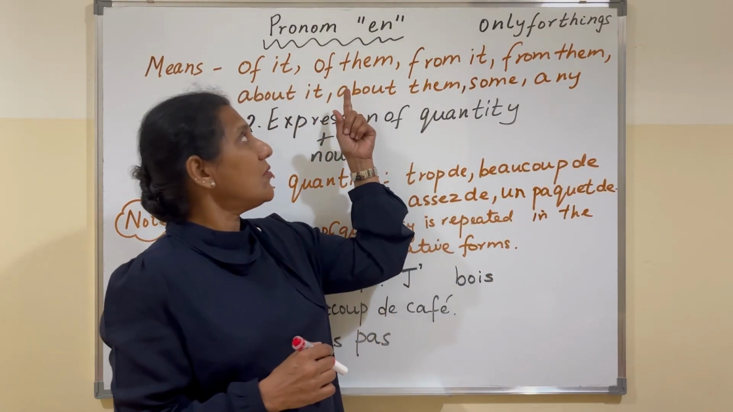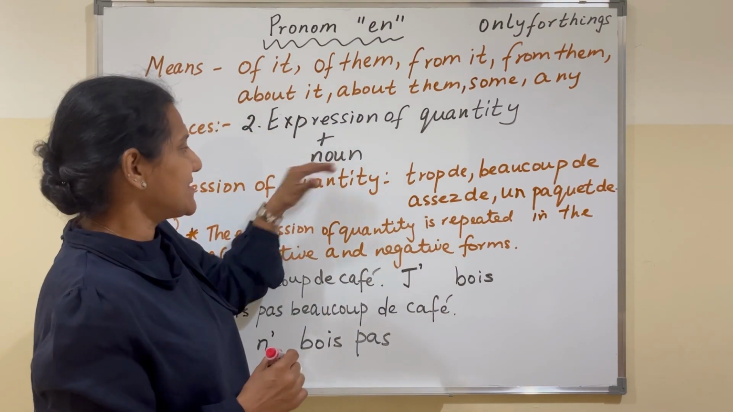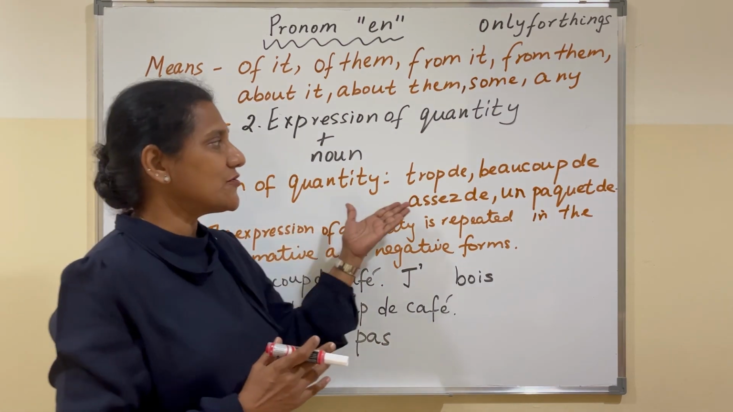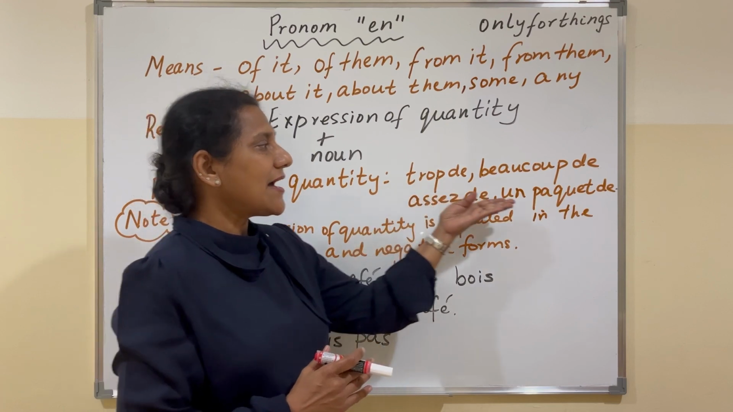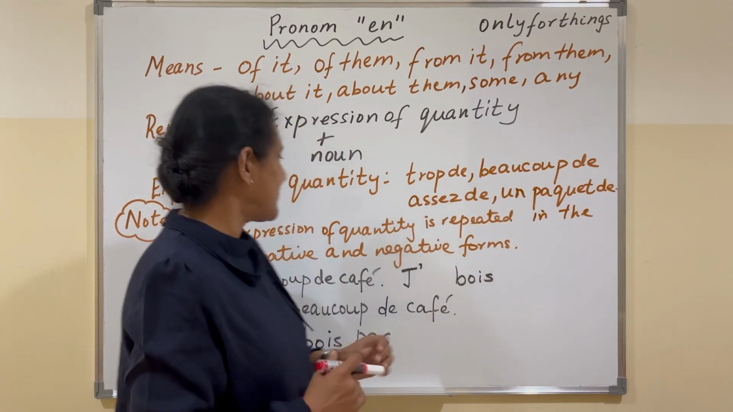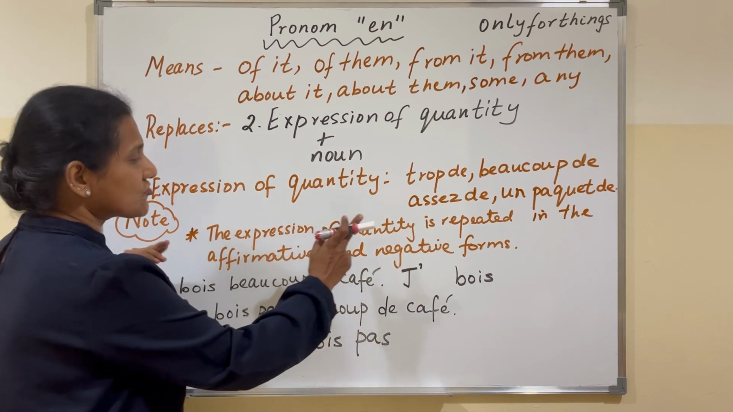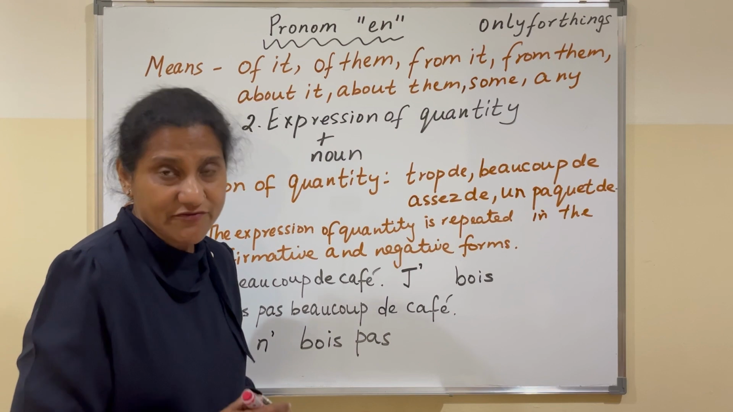The pronoun en replaces expression of quantity plus noun. Now, what are the expressions of quantity? Let's look at a few: trop de, beaucoup de, assez de, un paquet de, etc. Now, note, the expression of quantity is repeated in affirmative and negative forms.